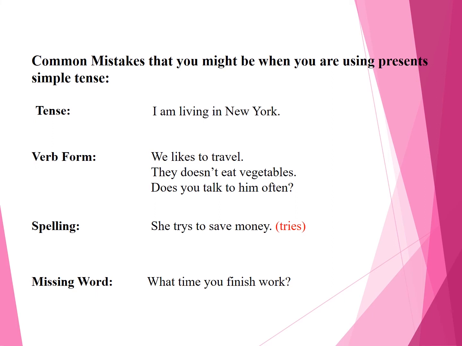Number 3. Mistakes in spelling. When we say or we write actually she trys to save money, which part do you think is wrong? As we mentioned, when verbs end in y and we use she, he, or it, we should drop the y of the verb and add ies at the end of the verb. So the correct form of the verb is she tries with ies.